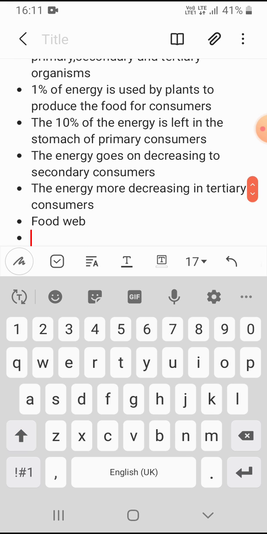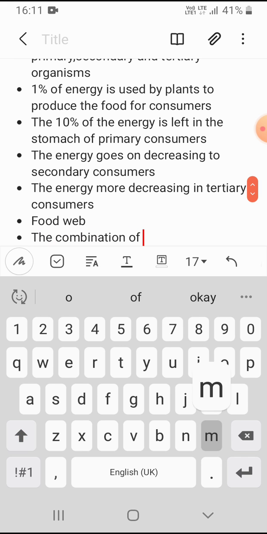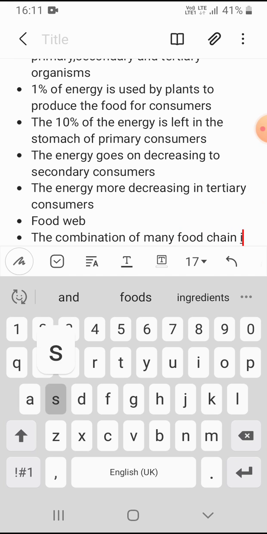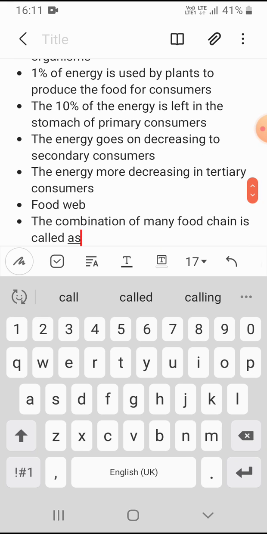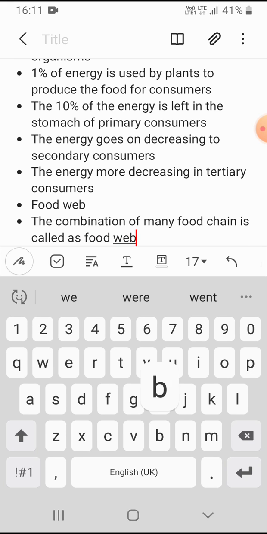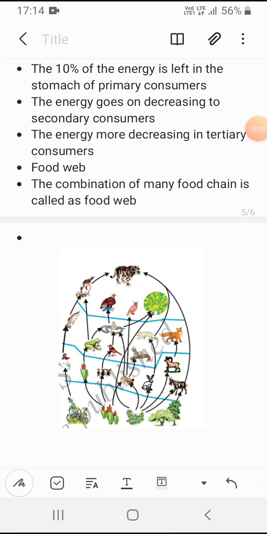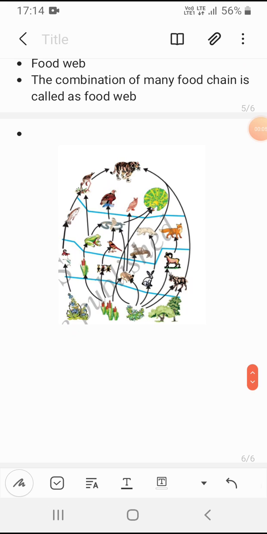What is a food web? The food web is the combination of many food chains. The combination of many food chains is called a food web. So in a food web there are many food chains. Here you can see the photo of the food web. See here, there are many types of food chains that are joining and making food webs.